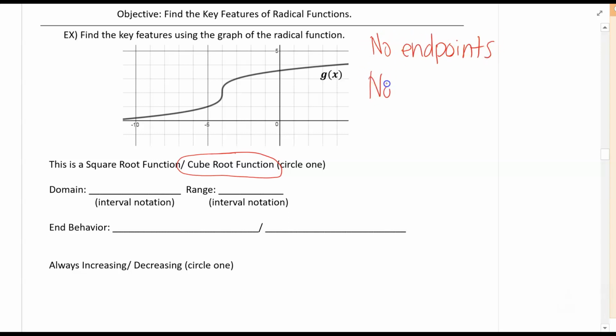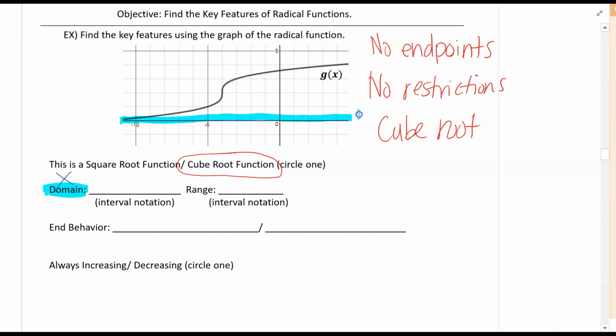So there's no restrictions. And because there's no restrictions, this is a cube root function. Okay? So for the domain, my x values, it doesn't start or stop really anywhere. It continues forever. So you're going to highlight the whole x-axis this time. From left to right, there is no restrictions.